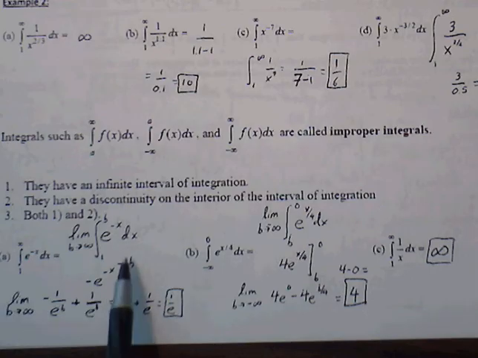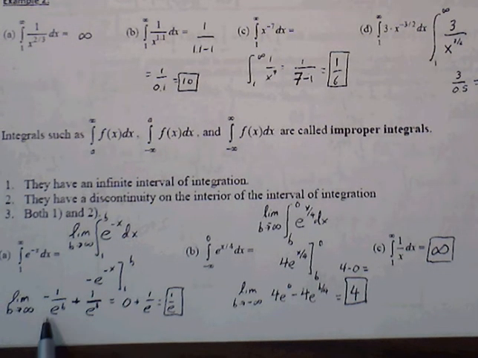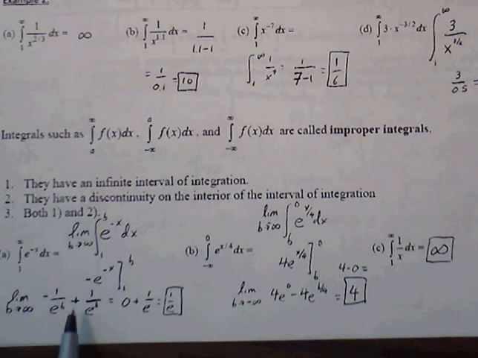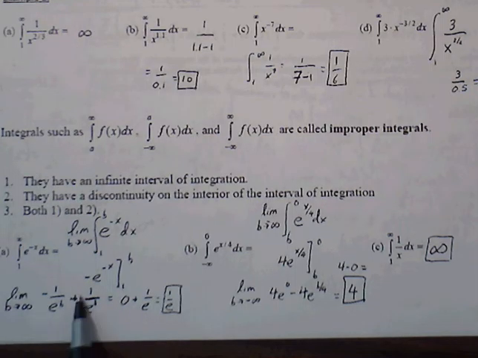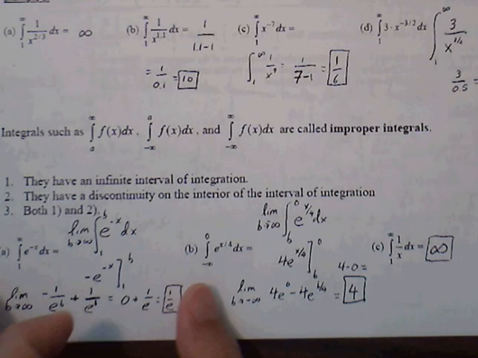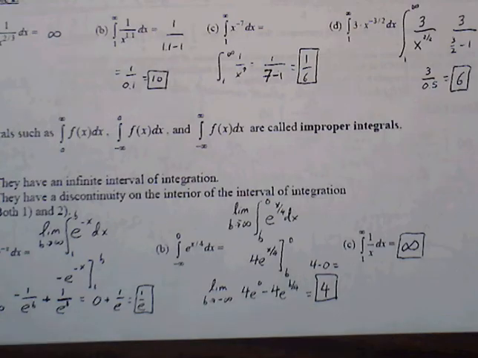Now we can plug in our upper and lower bounds. So plug b in first. We get negative 1 over e to the b minus negative e to the negative 1, which is 1 over e. Now we have it in the form that we can evaluate the limit as b approaches infinity. As b approaches infinity, we know that this expression will go to 0. And this is a constant, so 1 over e plus 0 will be 1 over e. So we know that this integral will converge to the value 1 over e.